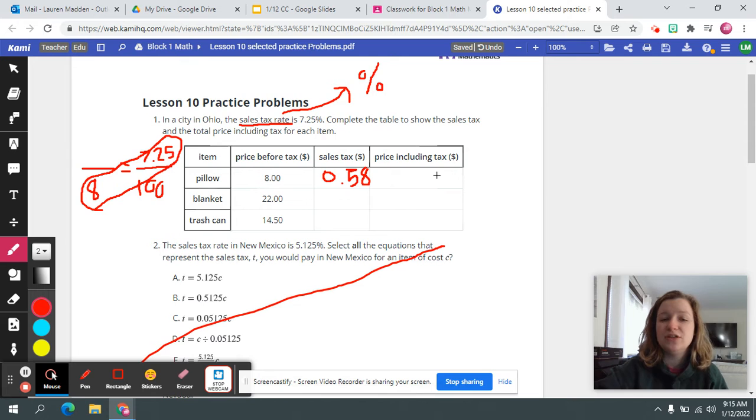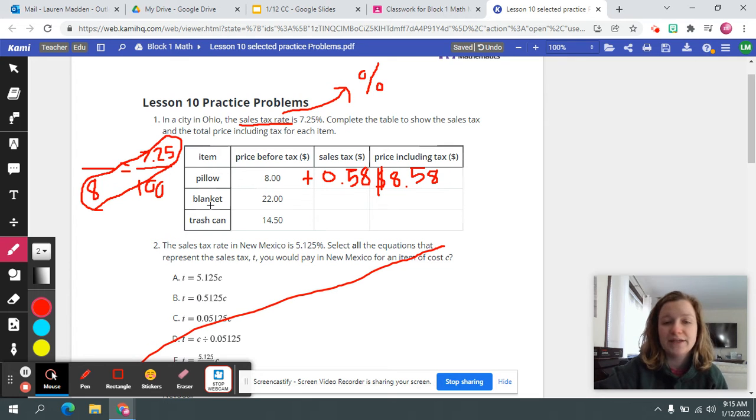So that means the price including the tax, I start with my $8 and I want to add on whatever the tax was. So that would end up being $8.58. And there you go. So let's try the next one.